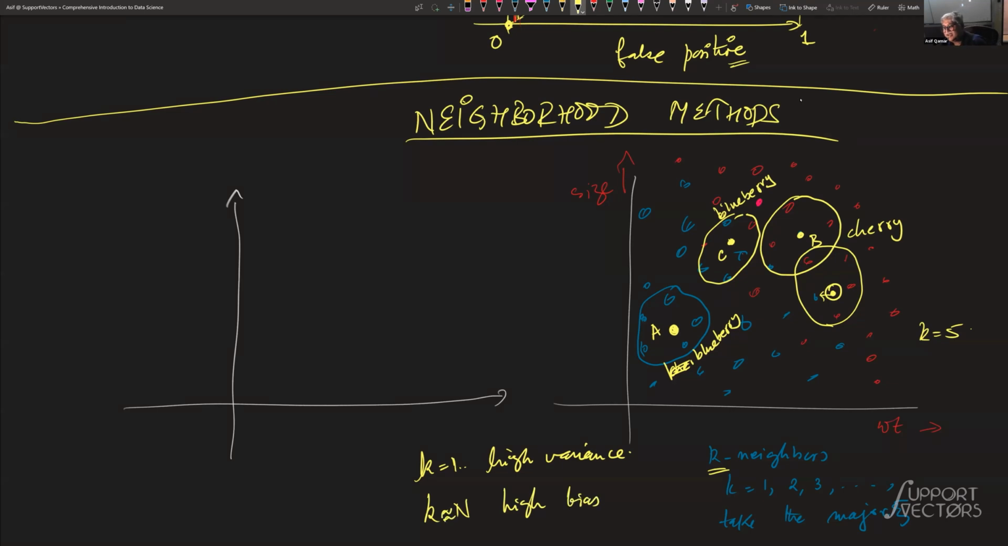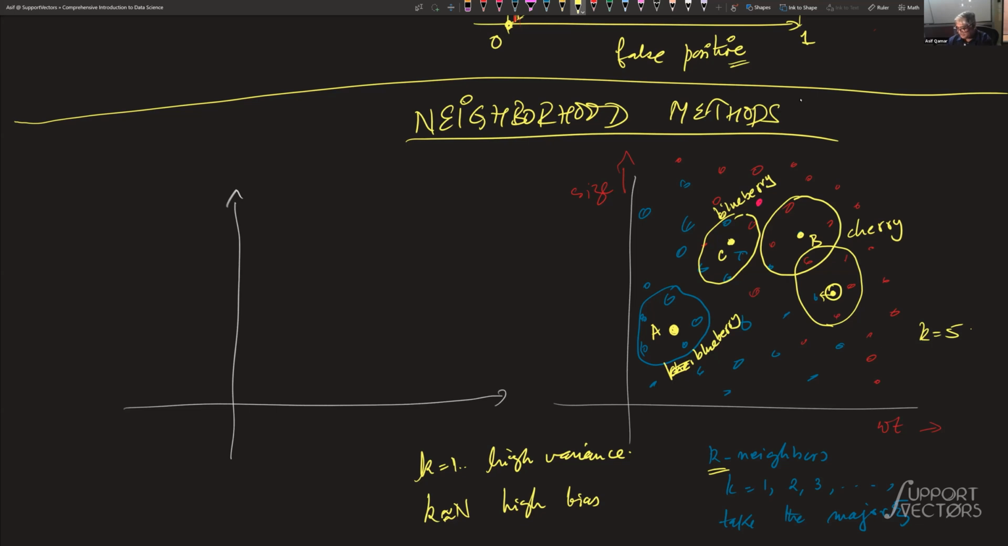The moment you increase k, what will happen? For example, in the limit that k is equal to n, what will be the answer? Suppose there is one more blueberry than there are cherries. Then every place will be marked as blueberry, because wherever you sit, if you have to look at all n points, blueberry wins because it has one extra vote. That is a situation in which you're grossly wrong. That is a situation of high bias in your data.